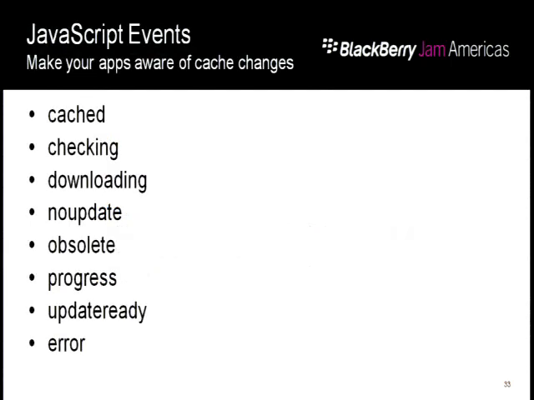So here's a list of some of the events that you can listen to: check if something is cached, if it's checking the cache, if it's downloading a file, if it doesn't need to update, if something is out of date and obsolete, progress as it's downloading. Do you know what update ready is? Update ready means it's going to go and start downloading.